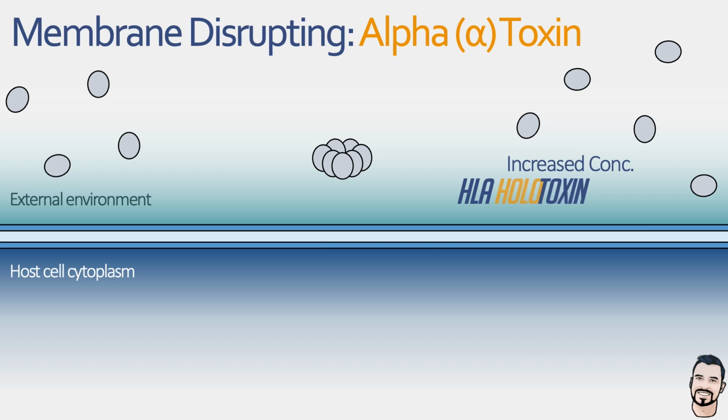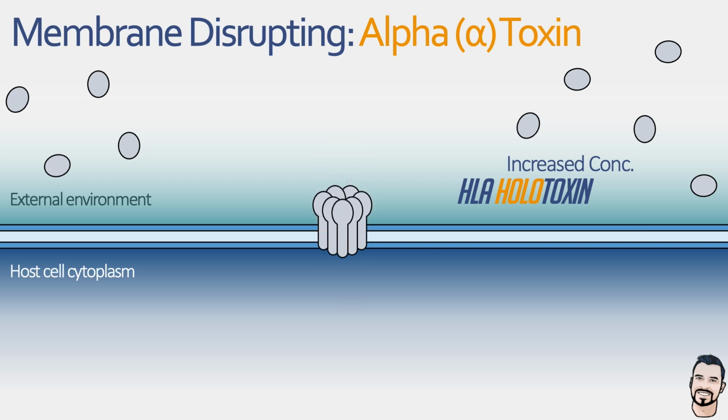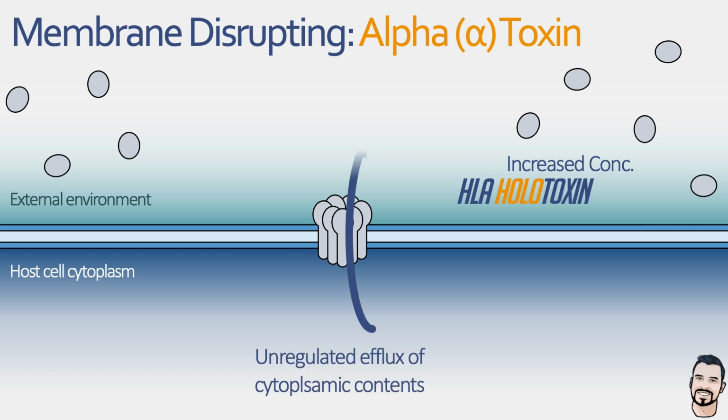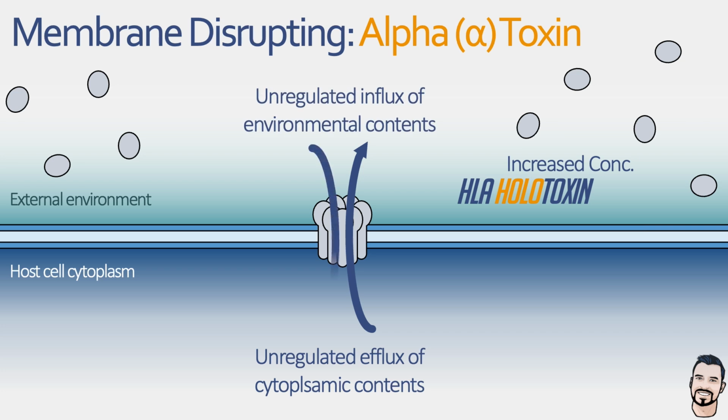Now, once the holotoxin has been fully assembled, the pre-stem residues unfold and extend outwards. This allows them to penetrate through the cell membrane of the target cell, creating the transmembrane pore, which has one of two key effects on the cell. First, it allows intracellular molecules to flow out of the host cell based on concentration gradients. Secondly, it allows extracellular molecules to flow from the environment into the cell, again dependent on concentration gradients.